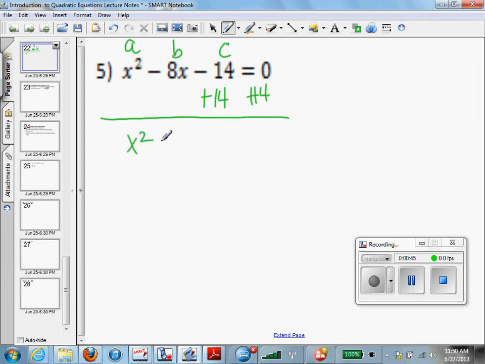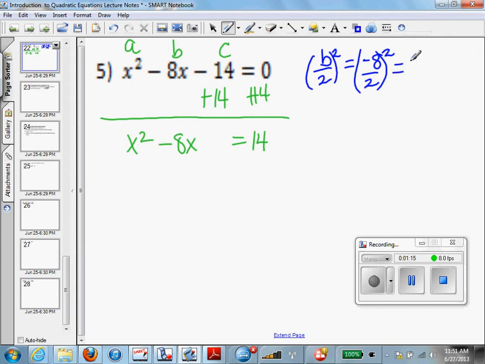So it's going to leave us with x squared minus 8x equals 14. So now we need to have our b term divided by 2 and have the whole term squared. So in this case, our b is going to be a negative 8. So we have the term negative 8 divided by 2 being squared. If we carry that out, negative 8 divided by 2 is negative 4. Have it squared, and that's going to leave us with 16.